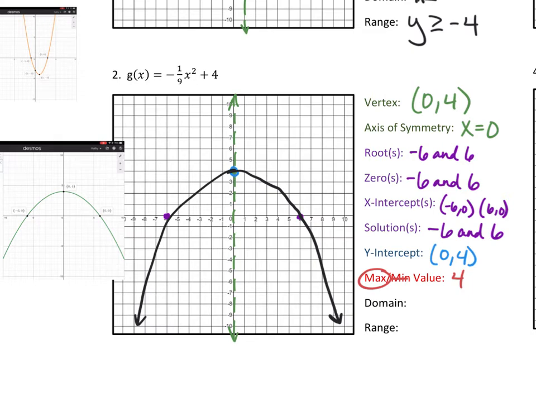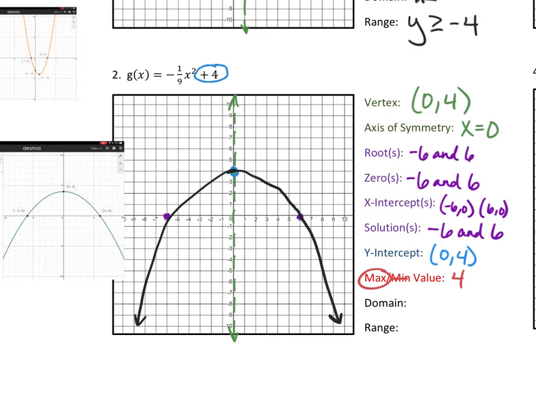Hopefully you noticed a couple things. One thing I would hope you notice is that this is a really wide parabola. Cool. That works. It has a vertex at (0, 4), which means that its axis of symmetry is the equation x = 0. That's the vertical line that cuts this parabola into two symmetrical pieces. Its roots, zeros, x-intercepts, and solutions are at -6 and 6. And its y-intercept is also its vertex, which is totally fine for it to play double duty. It can be both the y-intercept and the vertex.